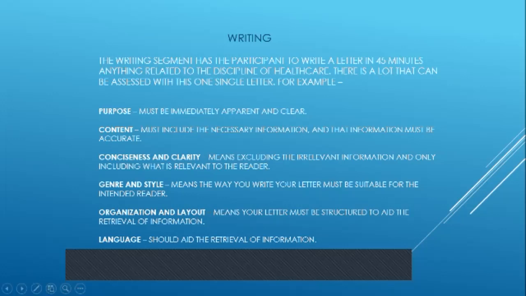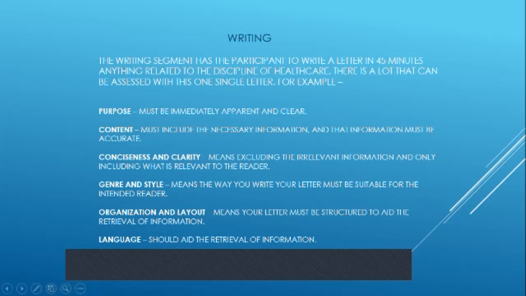So conciseness and clarity means excluding the irrelevant information, only including what is relevant to the reader. So when you get a letter with a patient, you want to know how you can help this person. You can help only when you know information which is relevant to today, related to today's disease, right? Not like 10 years ago. If it is related, if there's a history of same repetition, maybe heart attack or a surgery or diabetes, something which is related, then you need to know that, correct? So that's the thing.